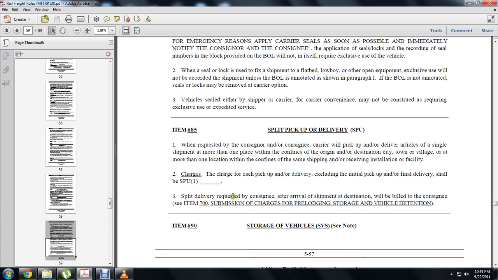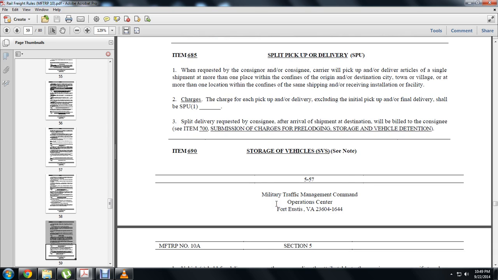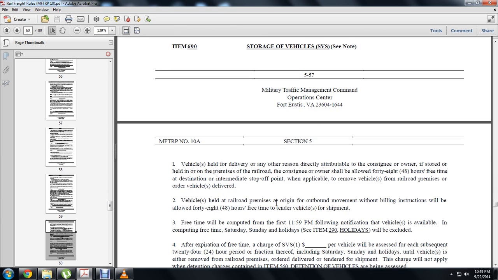Simply a delivery requested by the consignee at the arrival of shipments at destination will be in consignee's item, submission of the charges: pre-lodging storage and vehicles detention. Storage of the vehicles, SVS, see note, item 690. Vehicles held by delivery and other reasons directly attributed to the consignor or owners, and stored and held on the premises of the railroad, shall be allowed 48 hours free time.